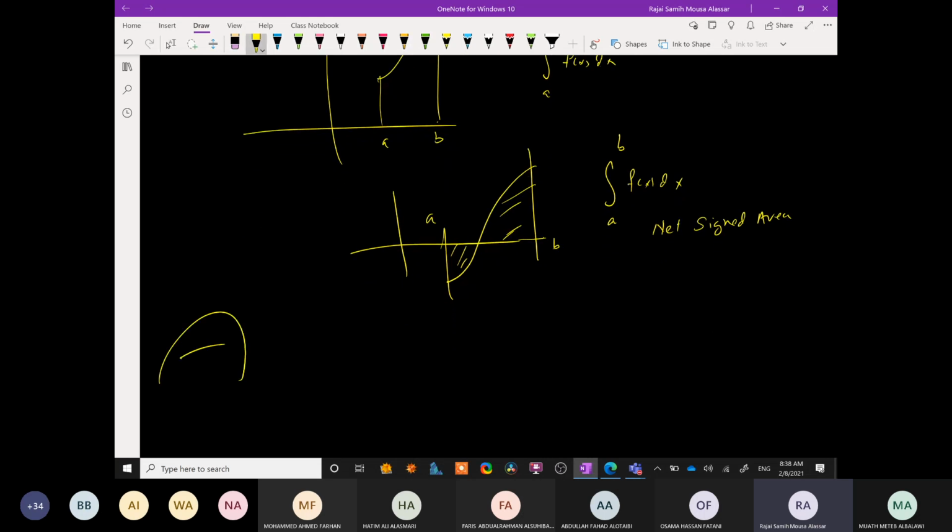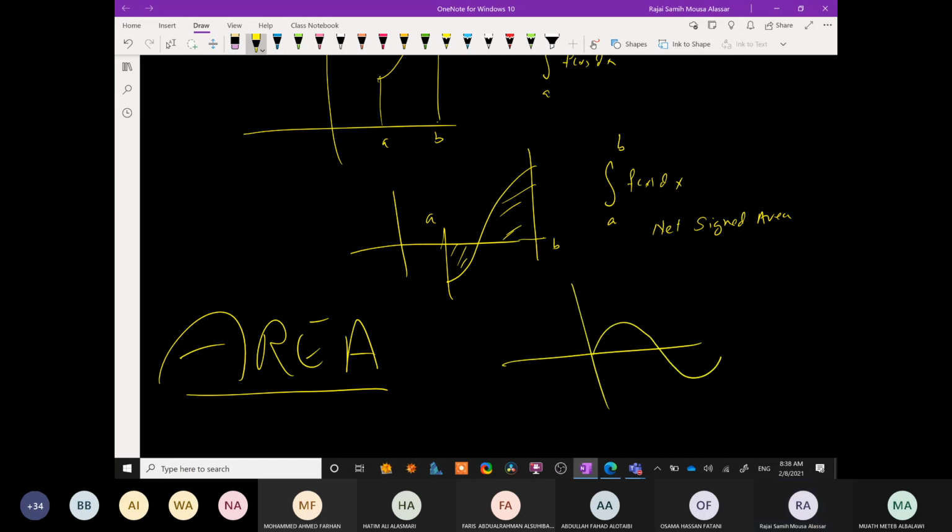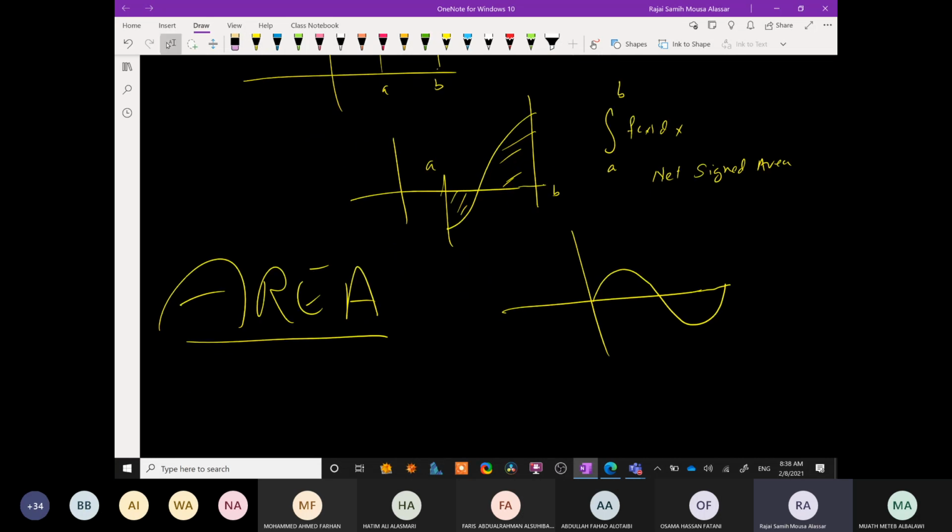Now, if I'm just asking you for the area, for example, let's say that I have the sine curve, right? From 0, let's say, to 2 pi. If I ask you for the integral from 0 to 2 pi of sine x dx, then this is exactly 0. The reason why this is 0 is because this part is positive, however, this part is negative, right? And they eat up each other and we just get an answer. But this is not what the area is.